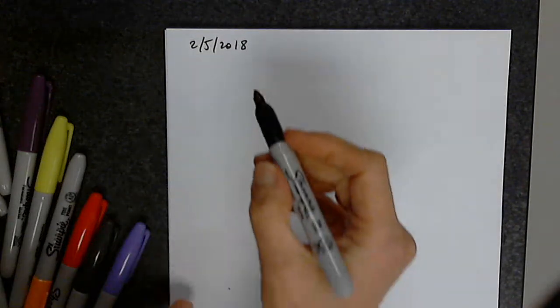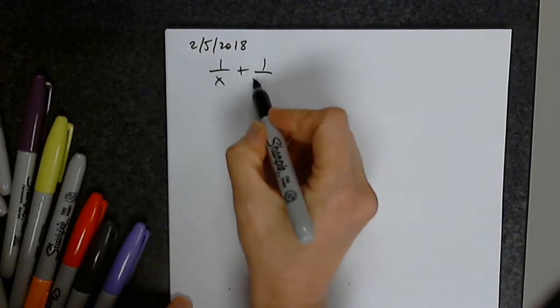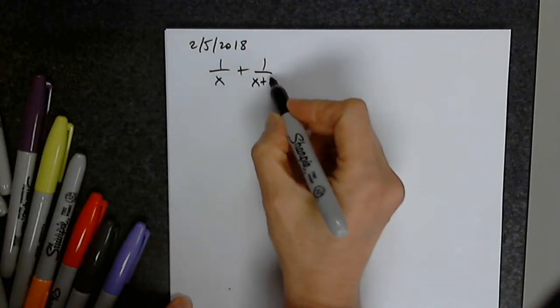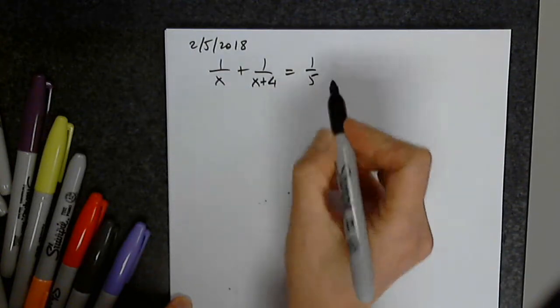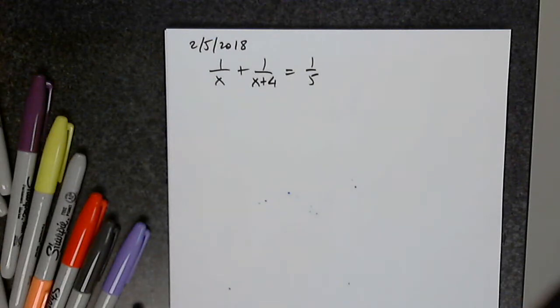So it's 1 over x plus 1 over x plus 4 equals 1 over 5. Is that it? Okay. One over x plus 4, right? Equals 1 over 5. Just making sure that I copied it correctly. Is that correct? Good. So what type of equation is this? Obviously, it's an equation. But what type is it?